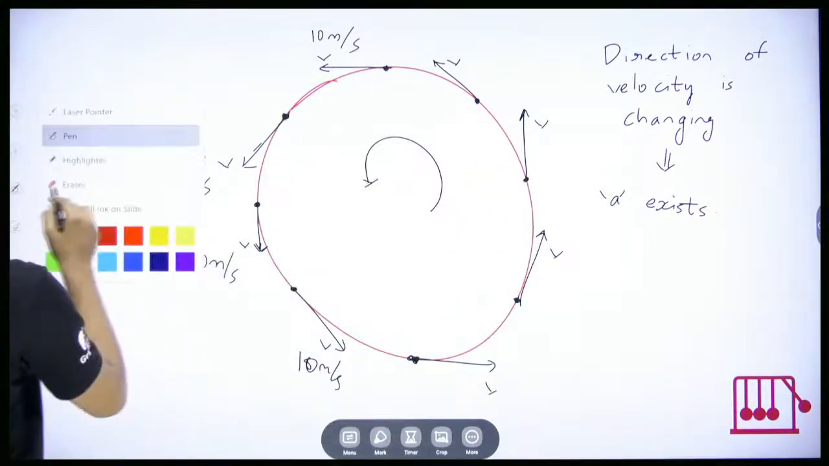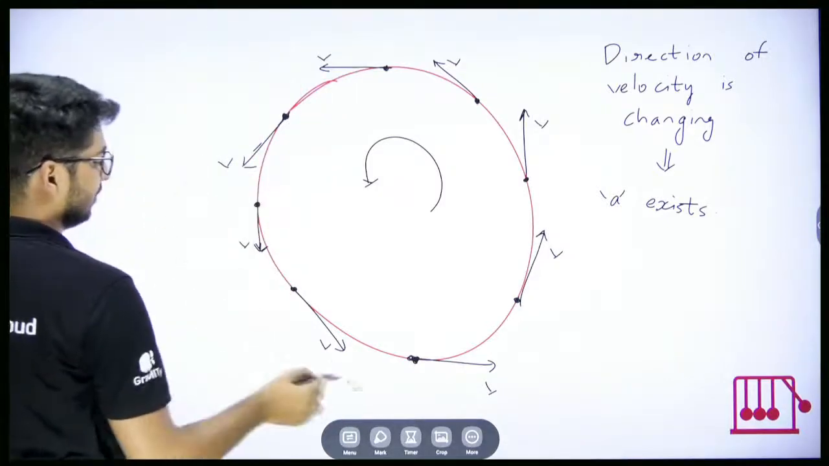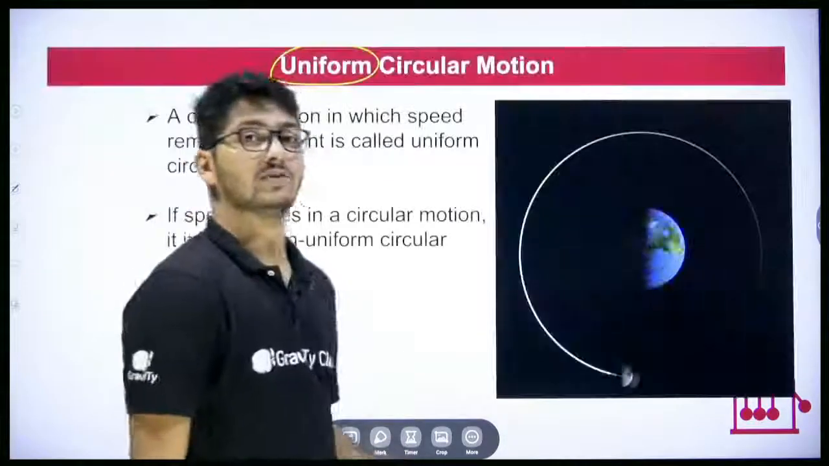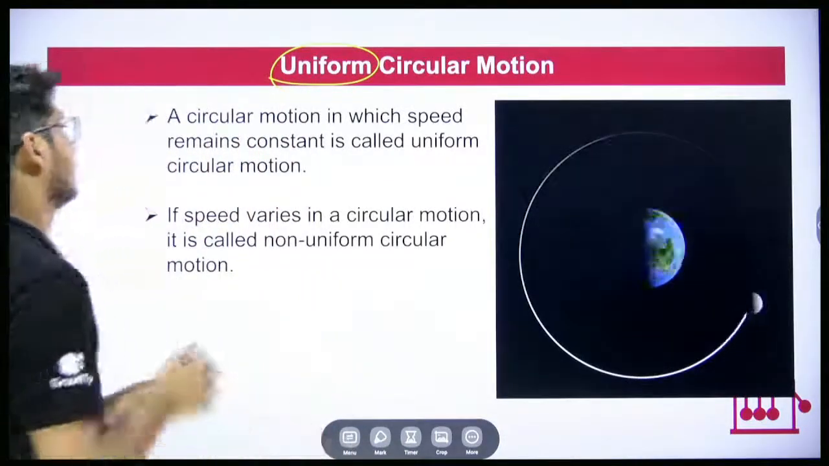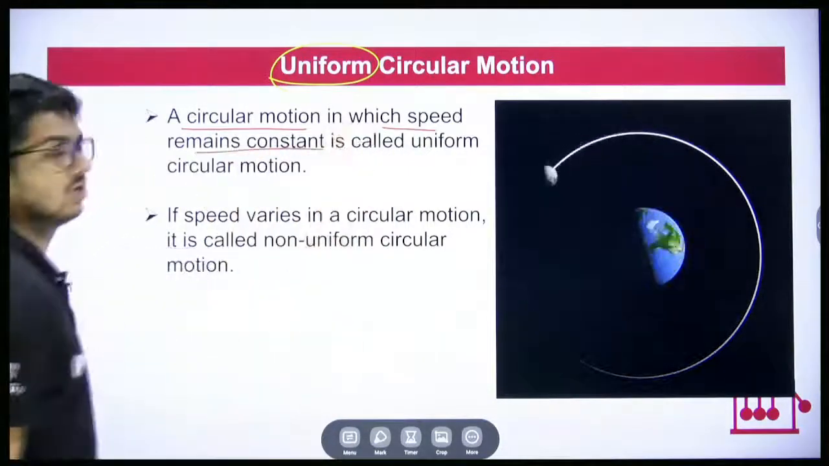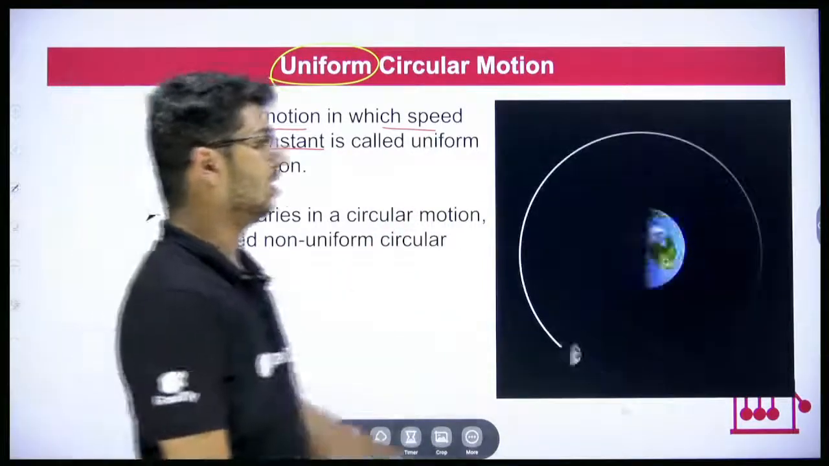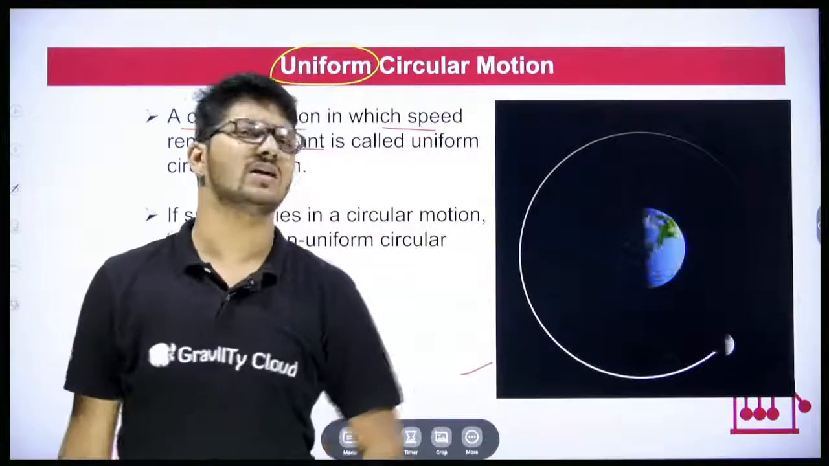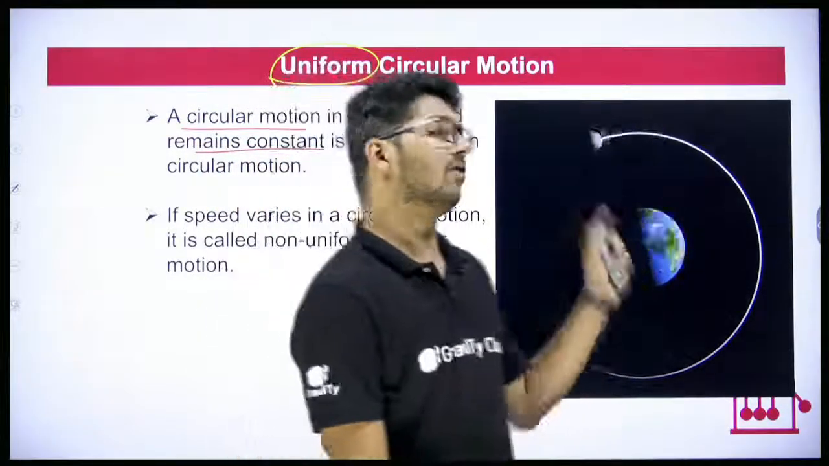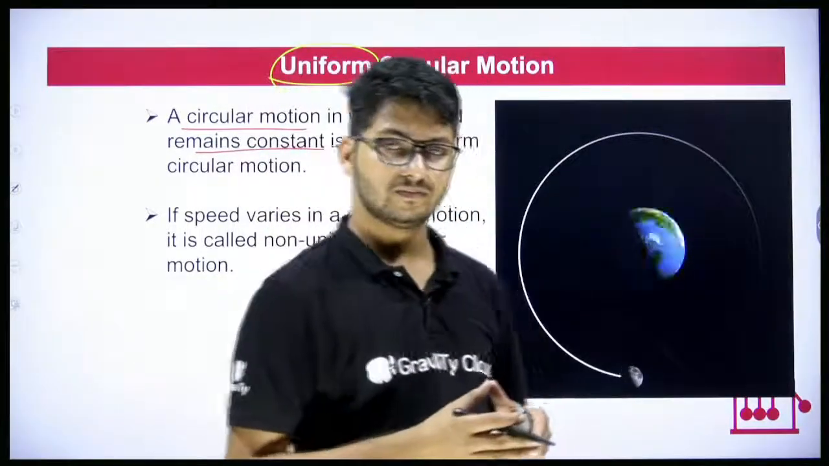So at every point, if only the speed, the magnitude of velocity, is constant, what do we say? We say that it is uniform circular motion, or a circular motion in which speed remains constant. Simple. Best example: the moon revolving around the earth. The moon revolves around the earth at constant speed. That is the reason.